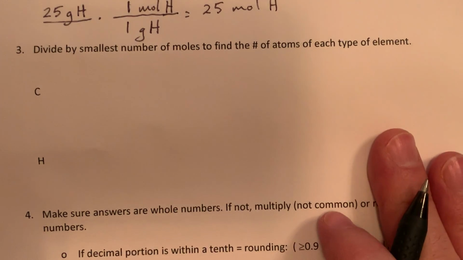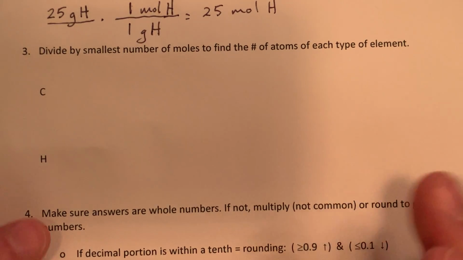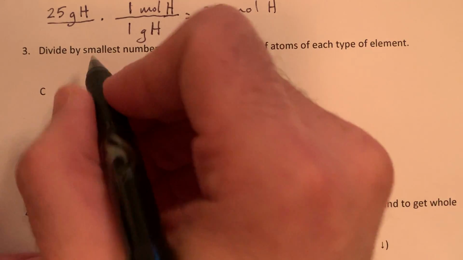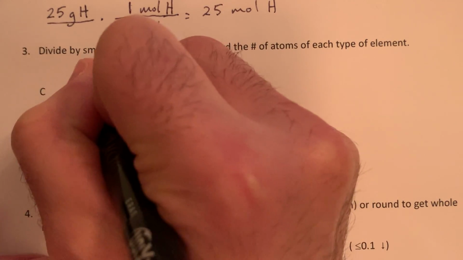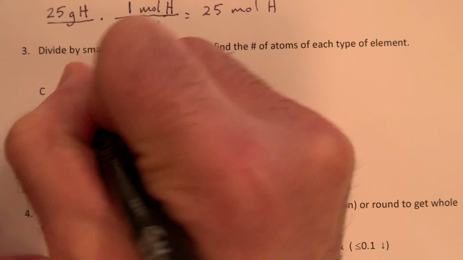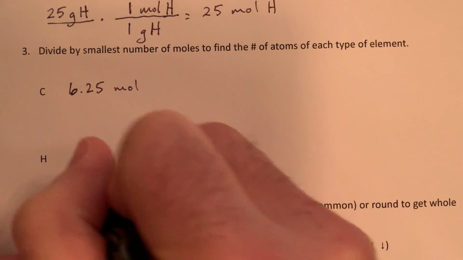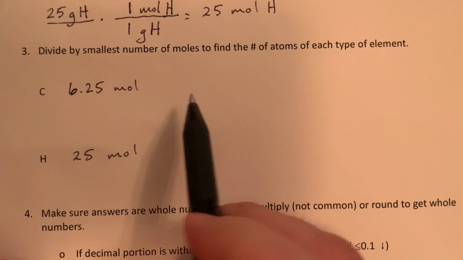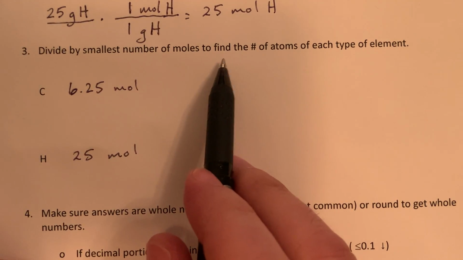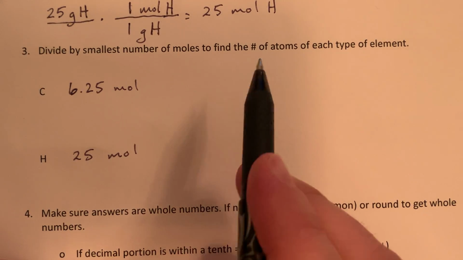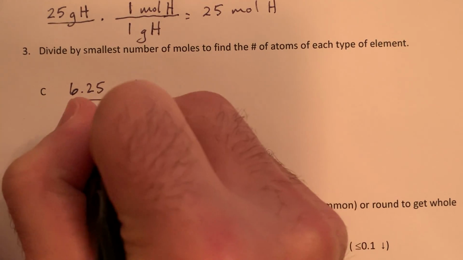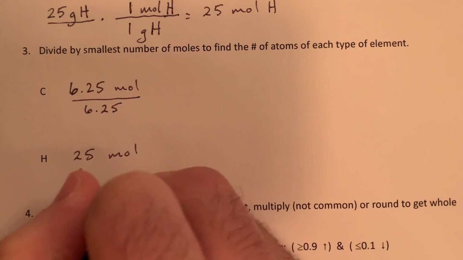Divide by the smallest number of moles to find the number of atoms of each type of element. So we've got 6.25 moles of the carbon, right? And we've got 25 moles of the hydrogen. You divide by the smallest number of moles. Divide everything. So the smallest number of moles is 6.25. So we divide everything by 6.25.